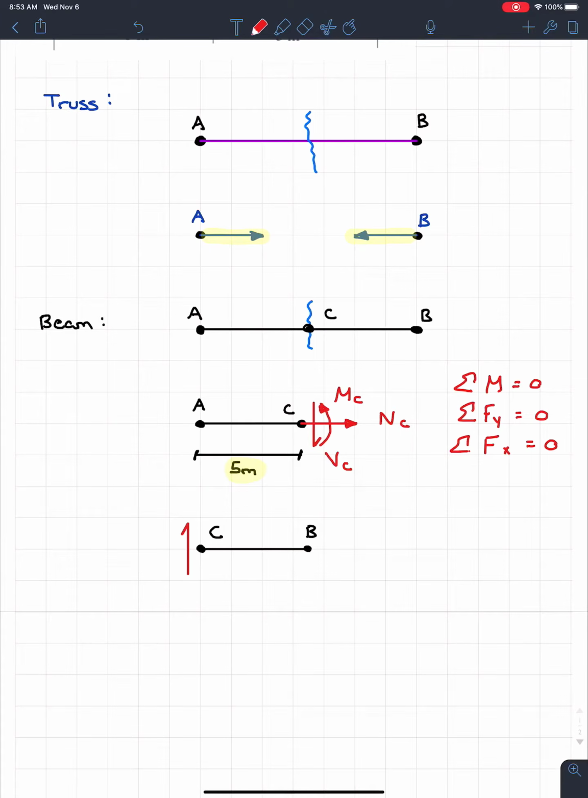Same for the normal force. On the top side, I have it going to the right. So on the bottom, it must be going to the left. So this would be NC. So remember, these values would be the exact same across the board, which is very, very nice. And then finally, we also have a bending moment. So we'll have a moment at C.